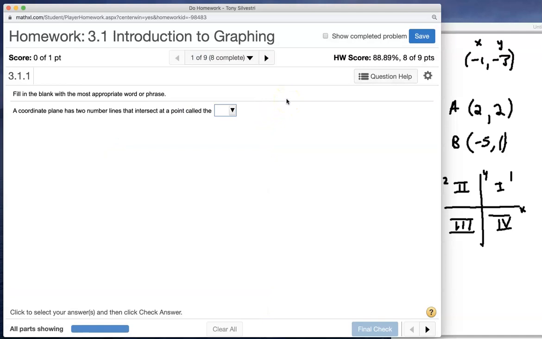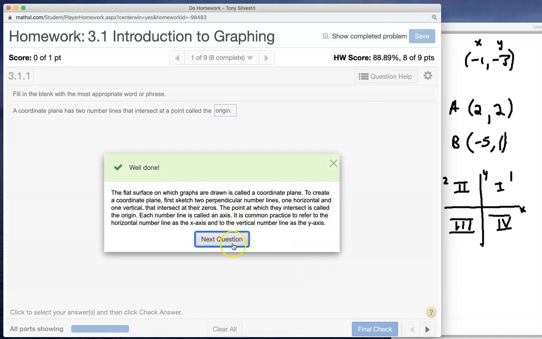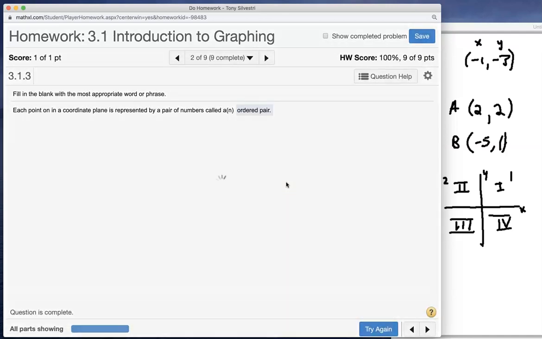And now we'll go back to number 1. The coordinate plane. Consider this the coordinate plane. It's a fancy word for a sheet of graph paper. A coordinate plane has 2 number lines that intersect at a point. So basically, you have to have 2 lines. They're called the axes, and they intersect at this point, and that point's called the origin, the center of the world. There you go. So we've done the introduction to graphing.